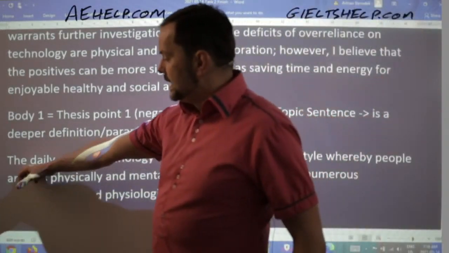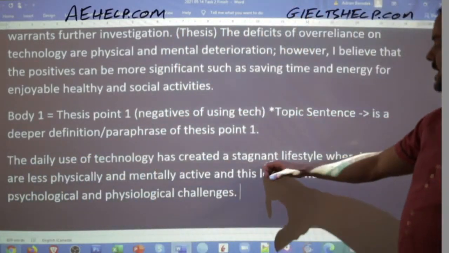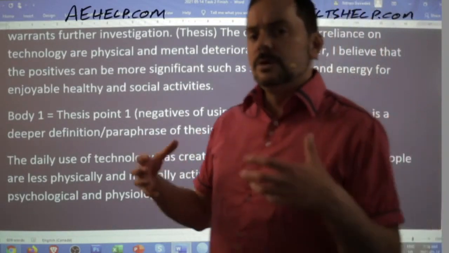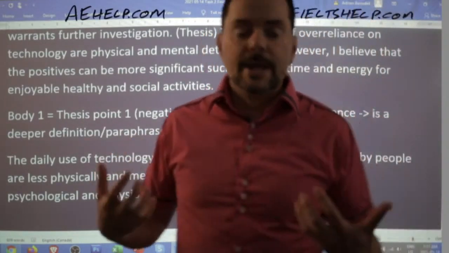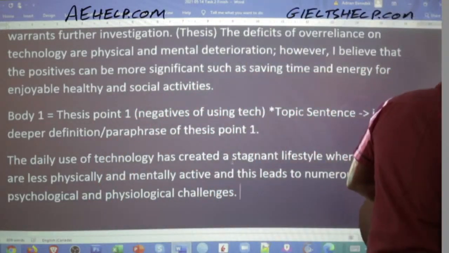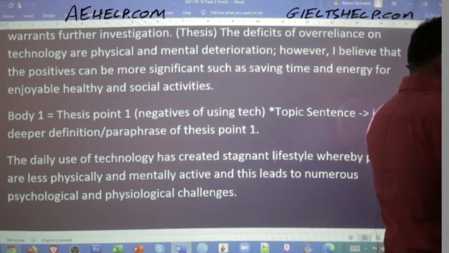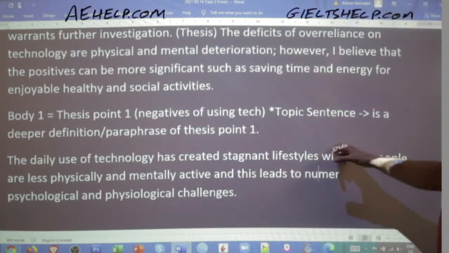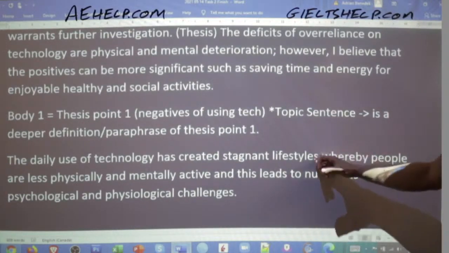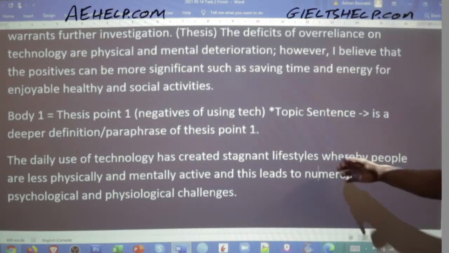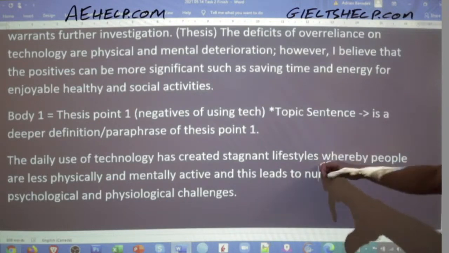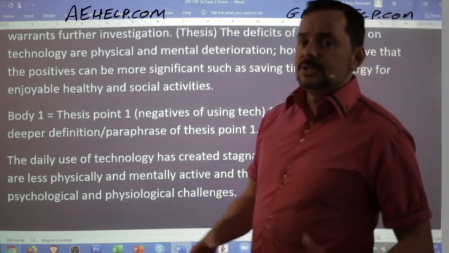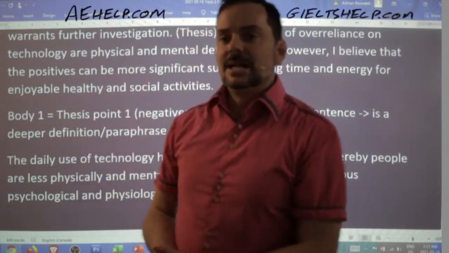So here I define that over-reliance as the daily use of technology has created a stagnant lifestyle. So stagnant lifestyle means that we're not moving, we're stagnating, we're sitting in one place, in one spot, kind of not doing. Okay. And I'm going to change this to plural. Stagnant lifestyles. Okay. Whereby, further explaining, this term whereby, I use this to tell the reader or the audience that in this case or in this situation, people are less physically and mentally active, okay? So people simply aren't moving their muscles or their brain cells as much.